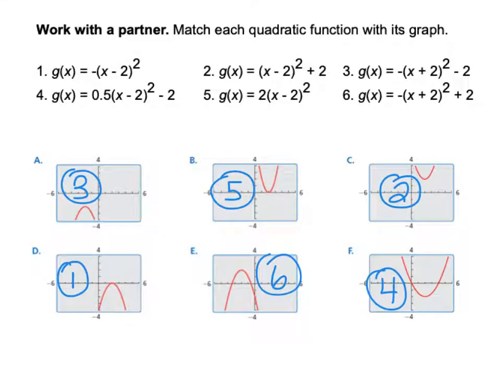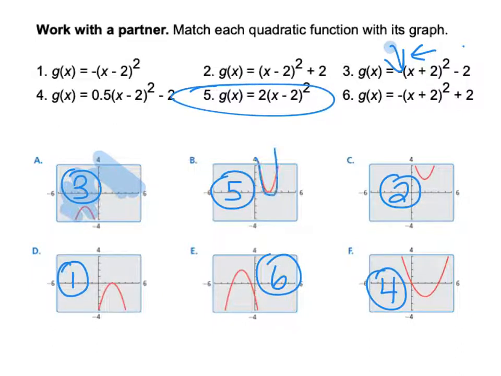Okay, so if you look, I just looked at the parts of the equation that we learned from our Desmos project on this first one here. This one here, I said was number 3 because I knew that it was reflected. It went to the left 2 and it went down 2. On letter B, I knew that was number 5 because it went to the right 2 and it was slightly narrower than a normal parabola. Letter C, I said was number 2 because it went to the right 2 and up 2.